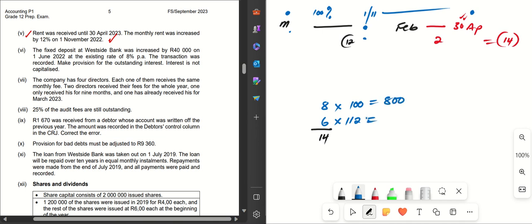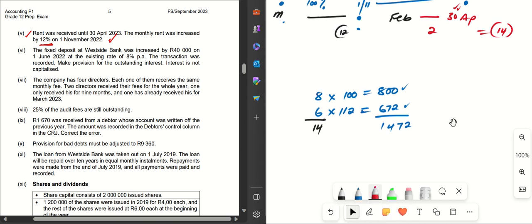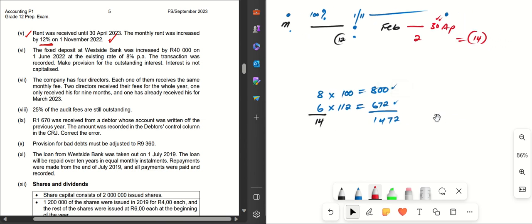And for the 6 months, it has now increased by 12%. So it becomes 112. So if you say 6 by 112, that gives you 672. So I can then say 800 plus 672, and it gives you 1,472. Now, what do you want? We want the month after increase, and the month after increase is 112. So I want 112. What I have is 1472.